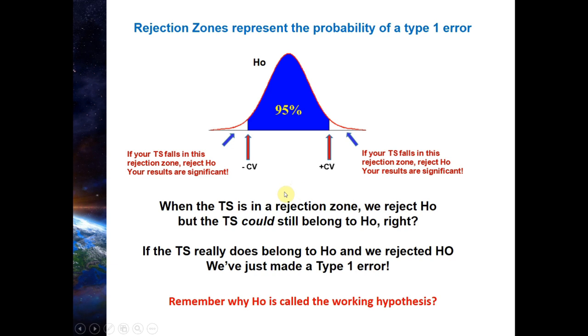We make all decisions whether we're going to reject or retain HO based on where our test statistic falls on HO. All right, and that is why we call HO the working hypothesis. We're going to base all our work, all our decisions off of this hypothesis. All right, so that's about as far as we got last time.